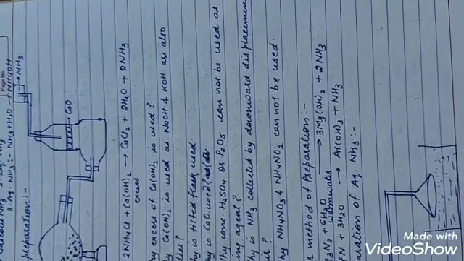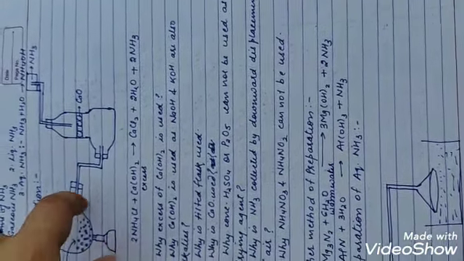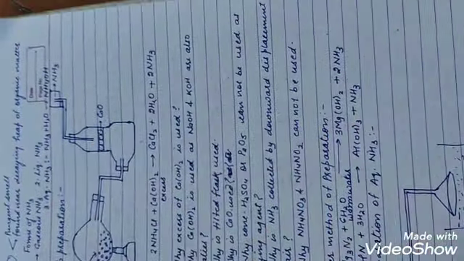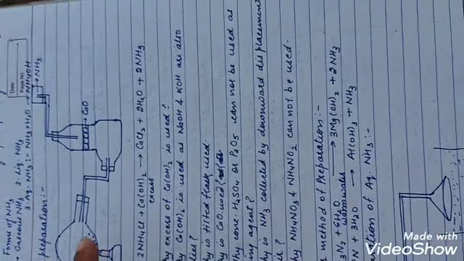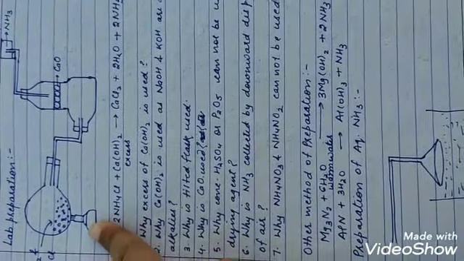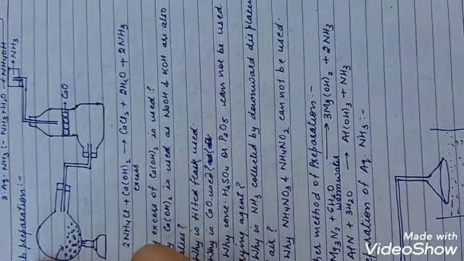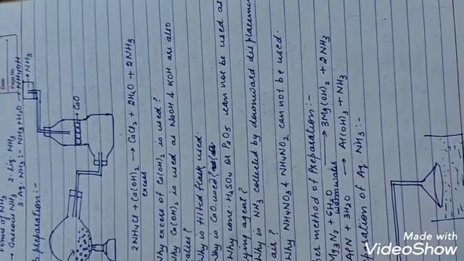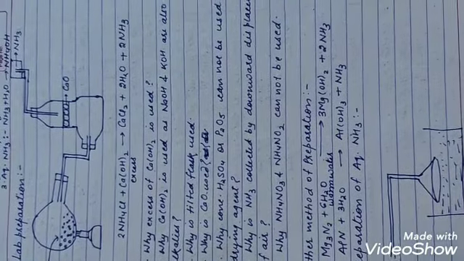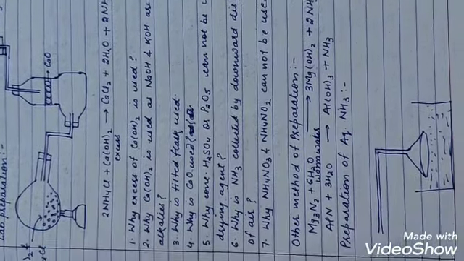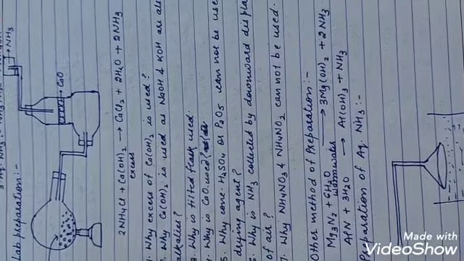Why is a tilted flask used? Very important question. We have used a tilted flask, not a straight flask. Why is a tilted flask used? Because here we are heating it up, so that water vapor should not trickle back. If water trickles back, it will condense and break the glass because the glass is warm and thick.